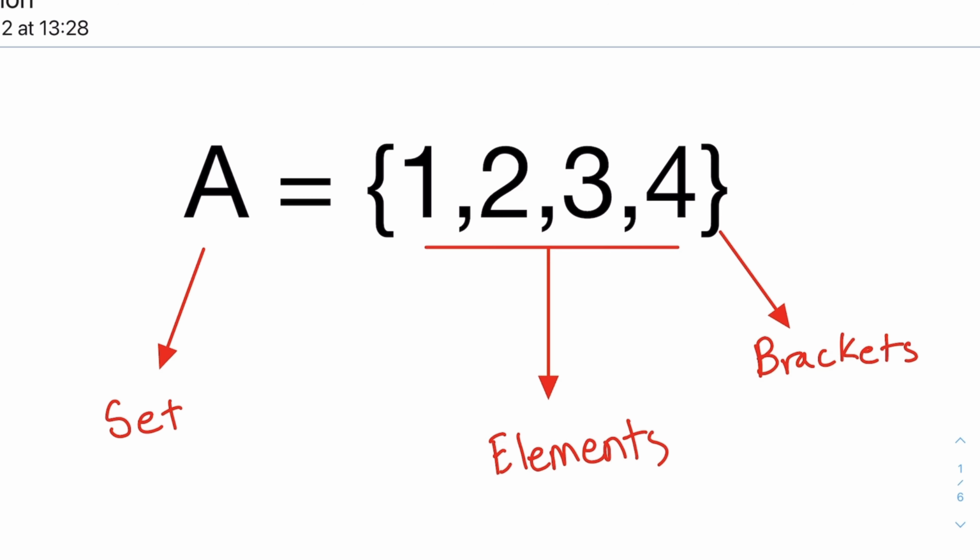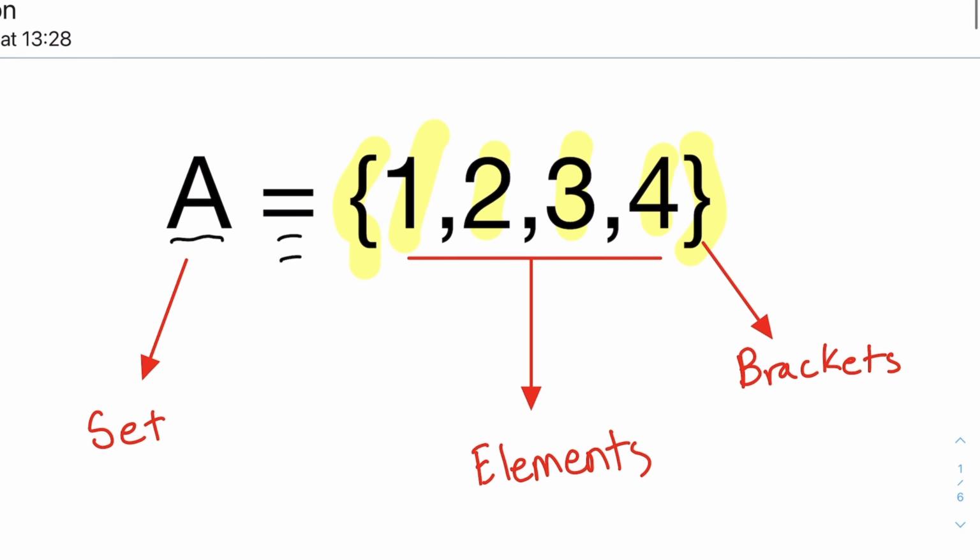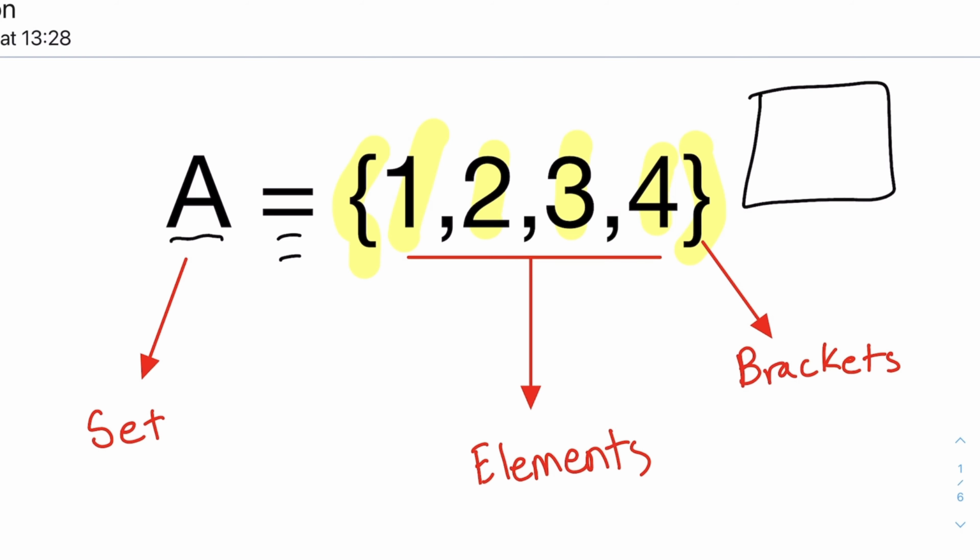So the set is equal to, and inside these curly brackets is what defines that set. In this case, in set A, there are four elements: one, two, three, and four. So if we draw this set in a rectangle, there'll be one, two, three, and four, and there'll be an A here. That is how you draw this set.